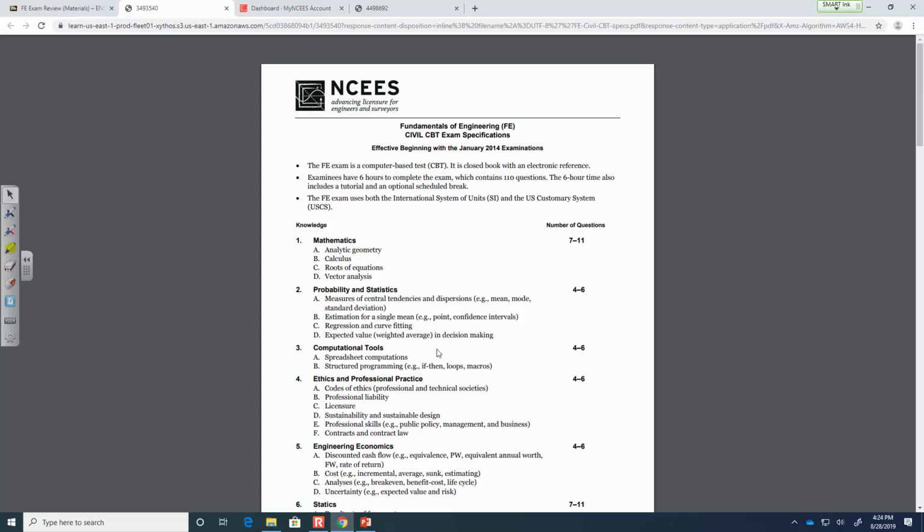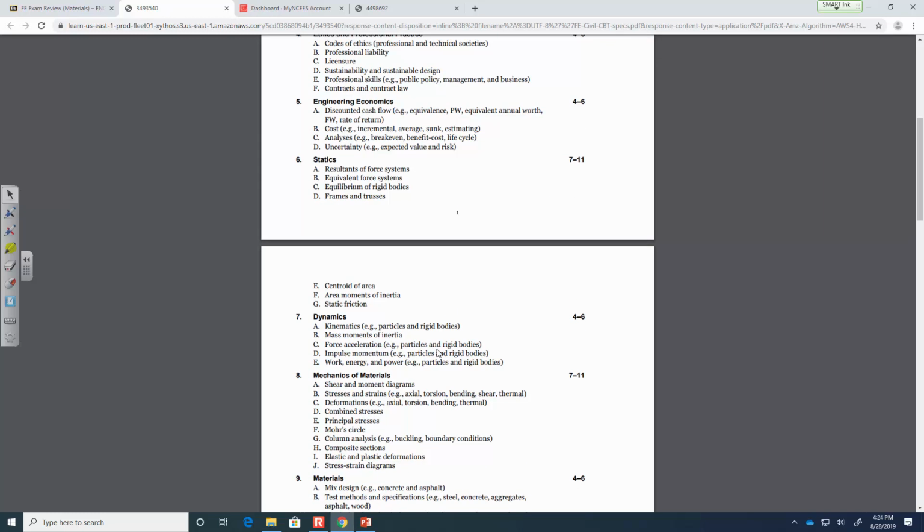And that actually gives you a significant benefit. For example, if you look at the difference between statics and dynamics, there's a lot more statics on the civil exam than there is dynamics, because with civils, our stuff sits still. So as a result, there is going to be dynamics on the exam, but it's just not going to be as emphasized as statics is in some of these other topics.